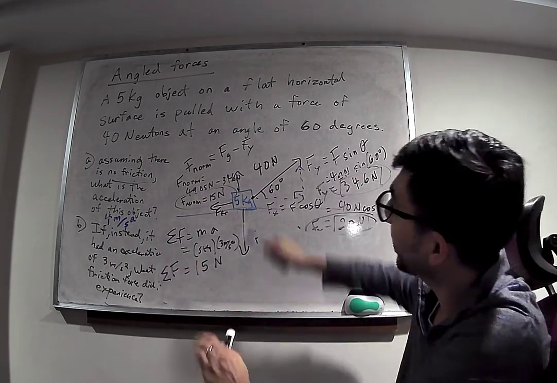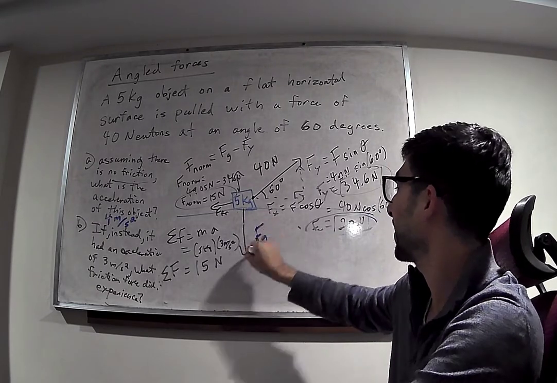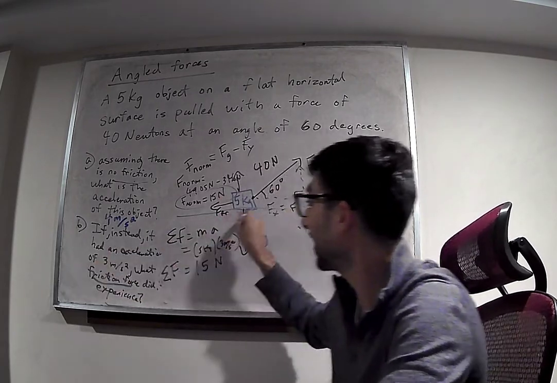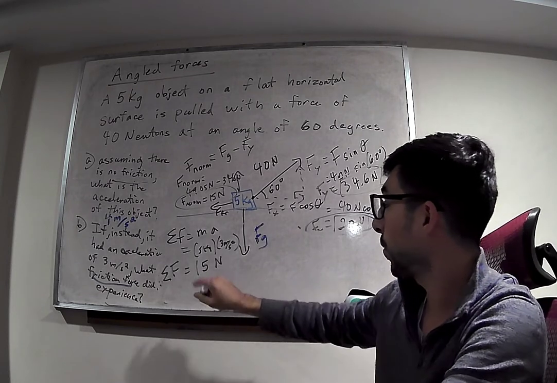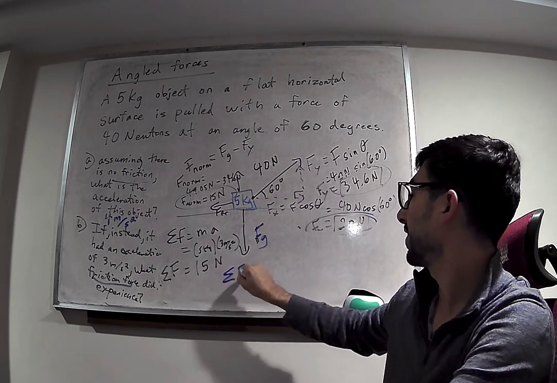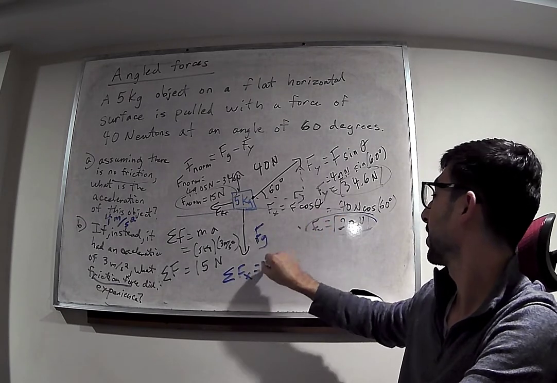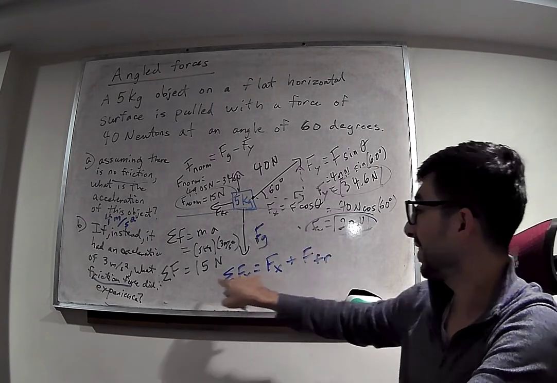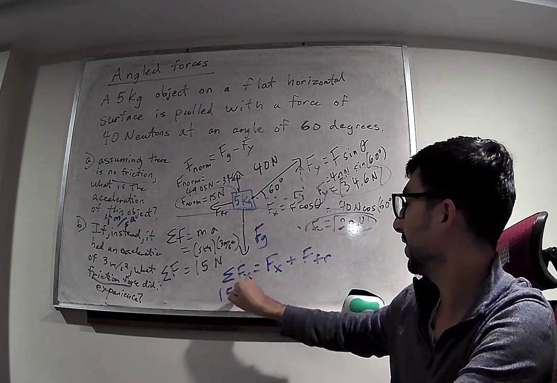All forces are still balanced on the y-axis. Nothing changed on my y-axis. I only added an x-axis force. Our friction is on the x-axis. So let's look at our summation of forces on the x-axis. Well, I know I have a net force of 15 newtons. And we have a net force here on the x-axis, which is going to be equal to our Fx, which is part of the applied force, plus our force of friction. This summation of forces here should be 15 newtons.